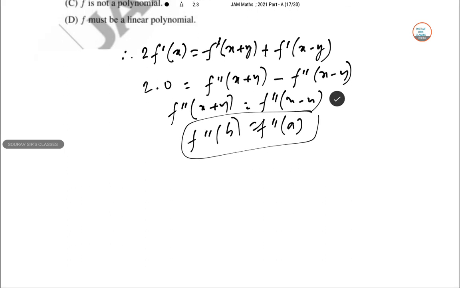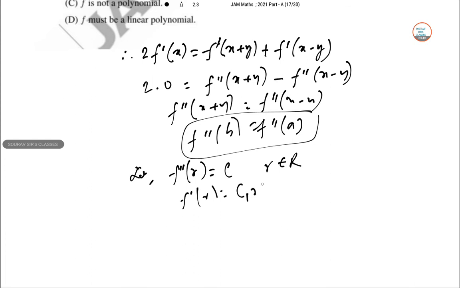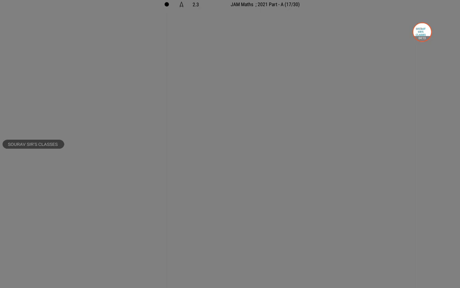So as a result of that, f double prime is constant. Let f double prime r equal to c1, where c1 belongs to R. So integrating both sides, f dash r equal to c1 r plus an integrating constant c2. So integrating will get this. So integrating again will give you f of r, so that is c1 by 2 into r square plus c2 r plus c3. So this is a quadratic polynomial, hence in this kind of structure, let's see what we can do.